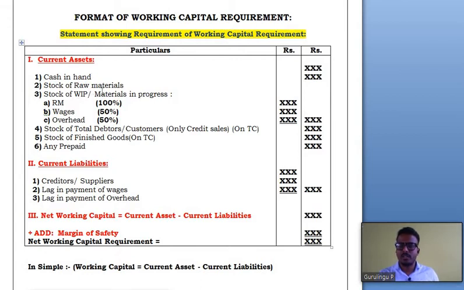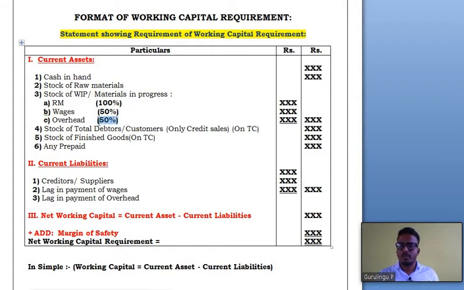First of all, cash. Second, stock of raw materials. Third, stock of work in progress. And work in progress again involves raw materials, wages and overhead. You may ask, sir, why have you taken 100% for raw material and 50% for overhead and wages? Very simple, guys. Even with only 50% wages you can continue the production process.